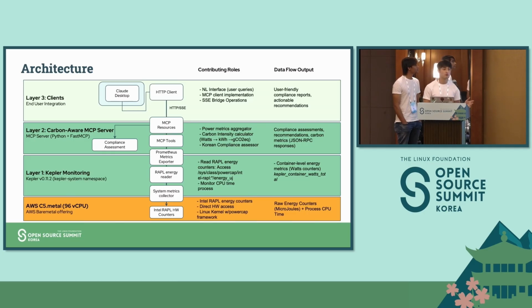Last is a layer 3 client. I want to make this demo more user-friendly. And what is the most common way to do it? It's a chatbot, right? Claude Desktop has this feature to install a remote MCP server. So using that option, I can have natural language interfaces and user-friendly discussions with my MCP servers, which will get information from the Kepler itself.